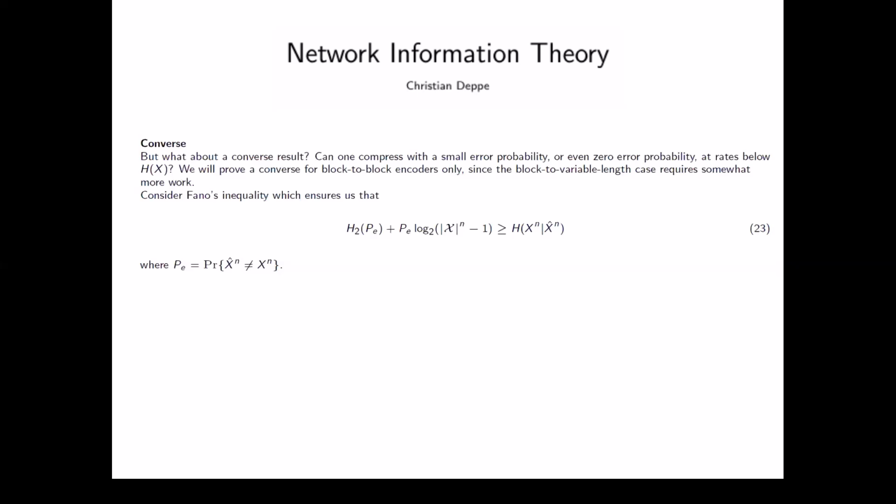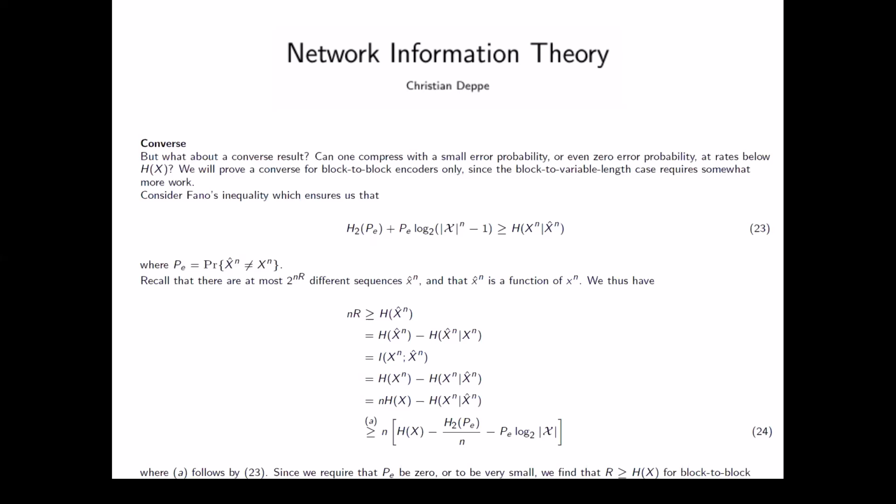What we use is the Fano inequality. So the Fano inequality says, if PE is the probability that the estimate X hat to the n is not equal to X to the n, denoted by PE, then the binary entropy of PE plus PE times the logarithm of |X| to the n minus 1 is greater or equal than the conditional entropy of X^n given X hat^n. We will use the Fano inequality also by removing this minus 1. It's a little bit weaker result, but it's enough for this case here.